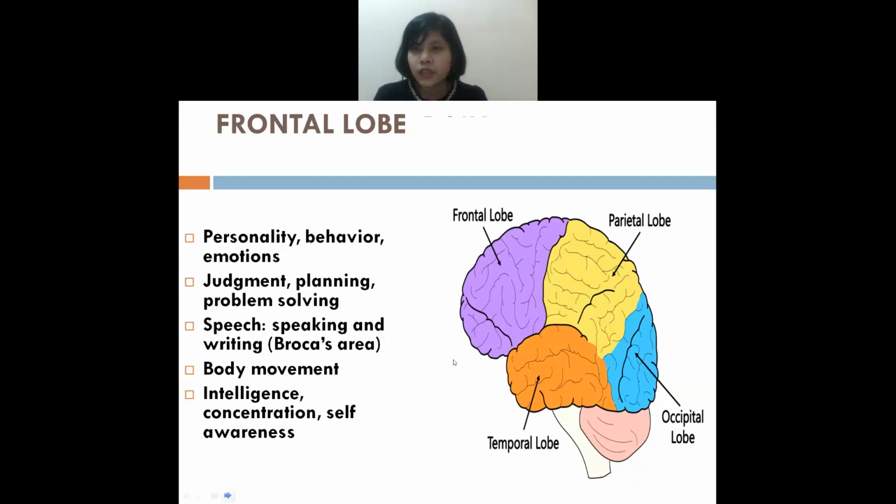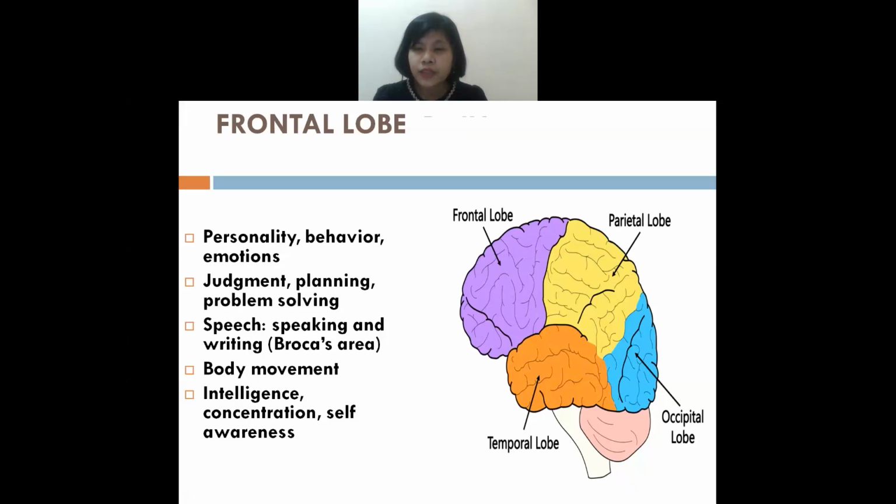So let us now discuss one by one again. The first one, the frontal lobe. The frontal lobe, they help you in what? They help you in maintaining your personality, how you behave in front of others. So your personality, your presentation in front of others, it means that. Next is behavior, how you behave. Same thing, how you behave in front of your friends, how you behave in front of strangers, how you behave in front of your family. So the frontal lobe helps you in behaving.